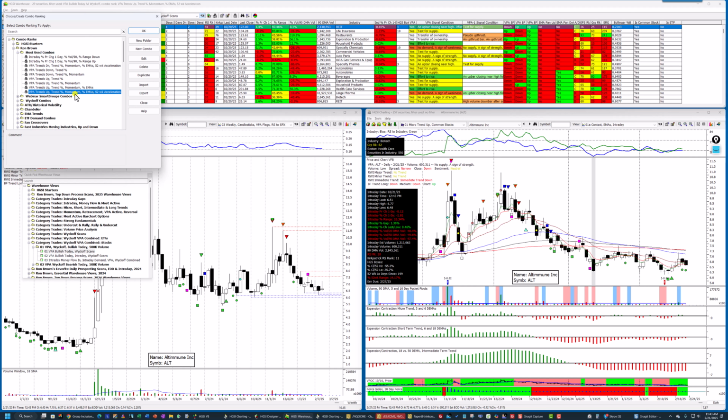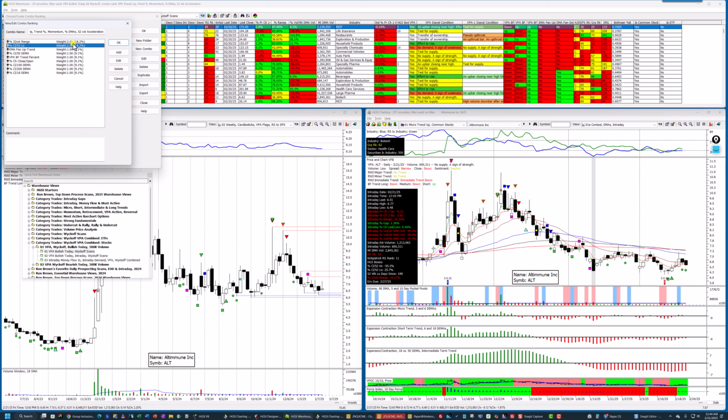I put the 52-week range in here and weighted it at 18.2%, and the percent close off the 52-week low at 18%, and then all of these others were weighted at 9.1%. Now, the idea behind this is to locate the stocks with the greatest speed over 52 weeks.